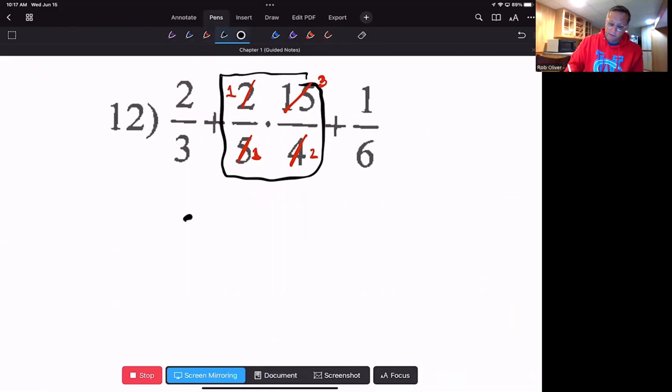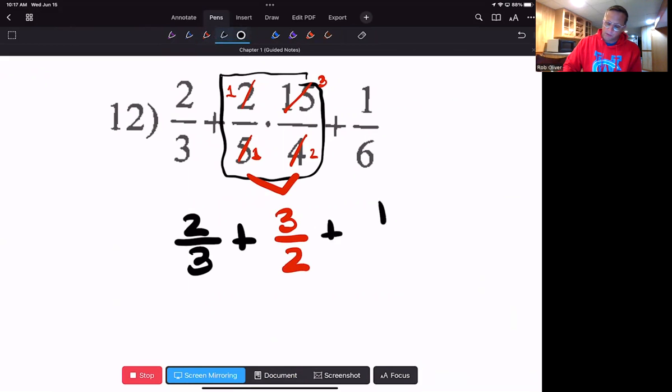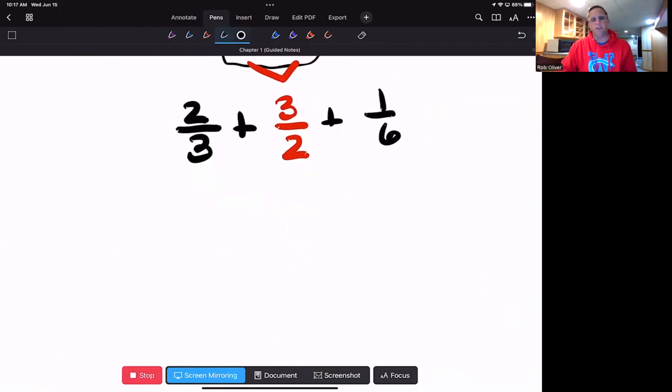All right, so now you have 2/3 plus, now what this worked out to, if I look at that, I've got 1 times 3 and 1 times 2, which is 3/2. 3/2, and then plus 1/6. So now it's straightforward addition.